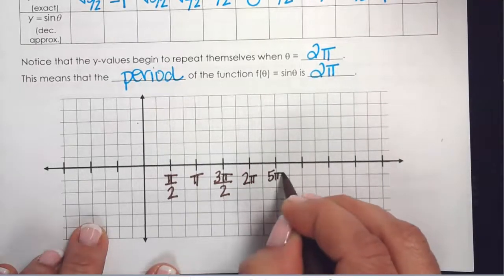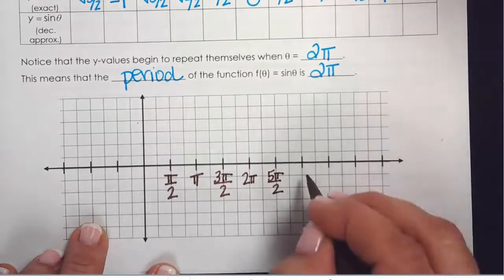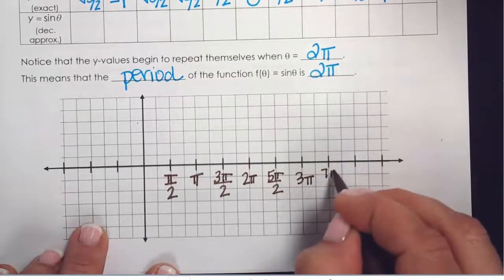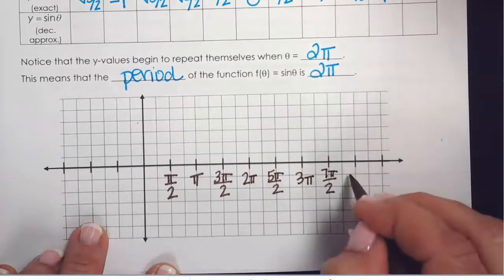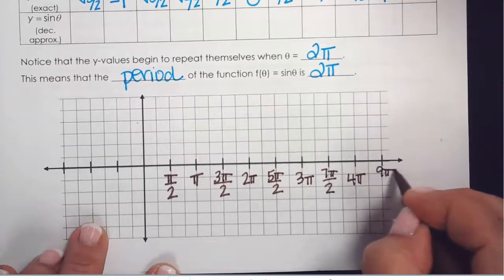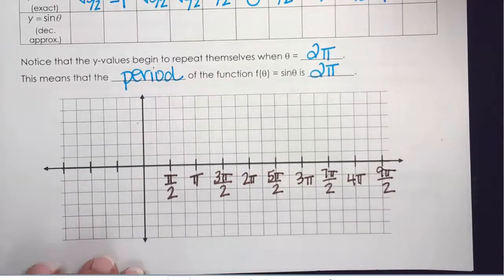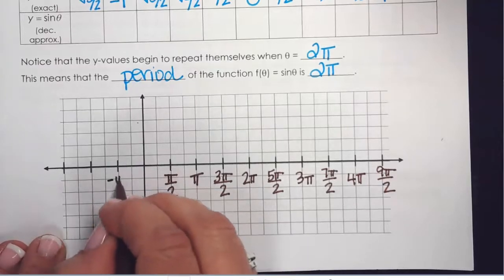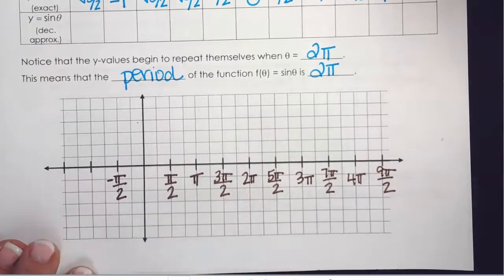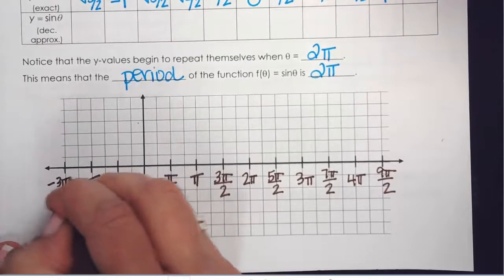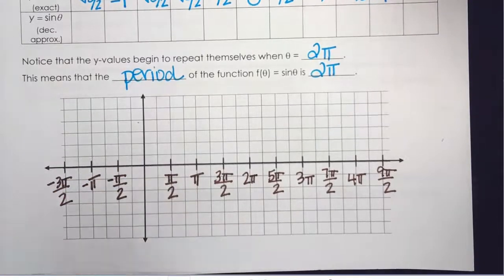Next we'll have 5 pi over 2 and 3 pi. 7 pi over 2 and 4 pi. And I'll have this 9 pi over 2 here as well. Okay. I also would like us to label the other side, negative pi over 2, negative pi, and negative 3 pi over 2. Okay.